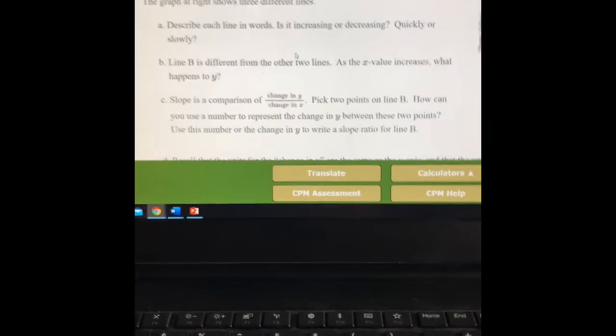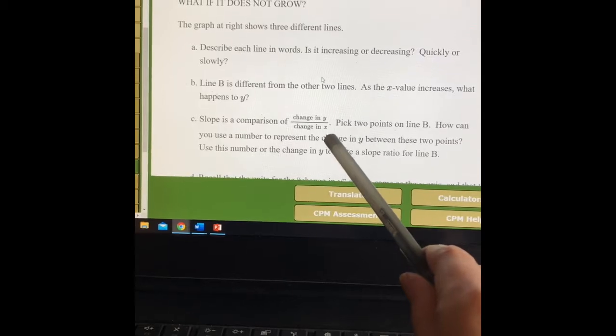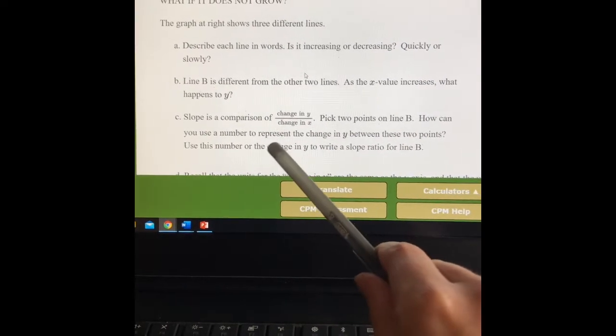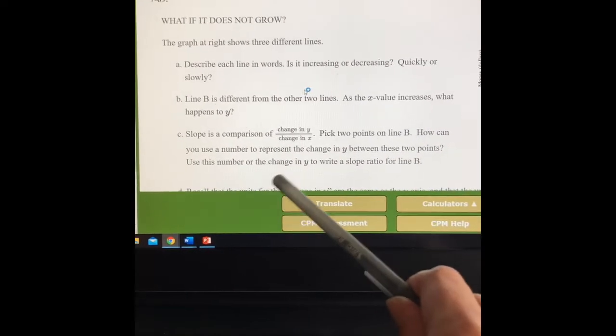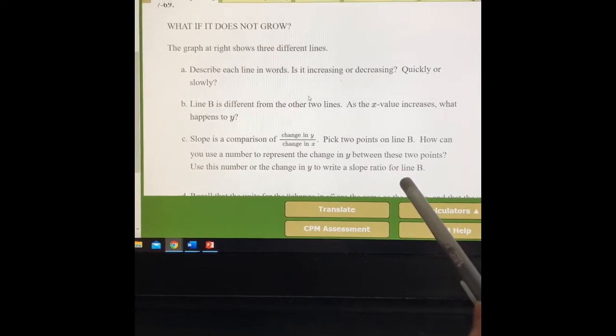Part C. Slope is a comparison of the change in y over the change in x. Pick 2 points on line B. How can you use a number to represent the change in y between these 2 points? Use this number, or the change in y, to write a slope ratio for line B.